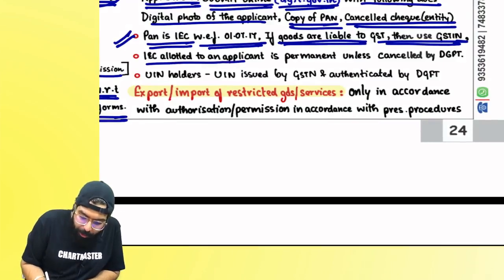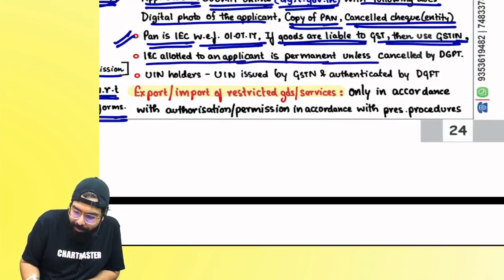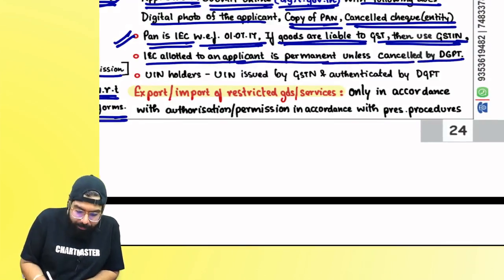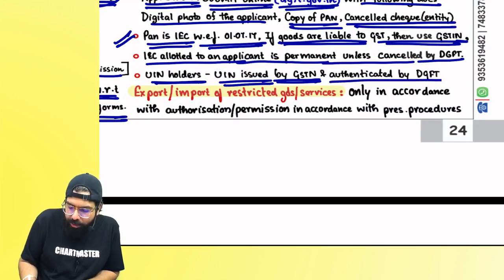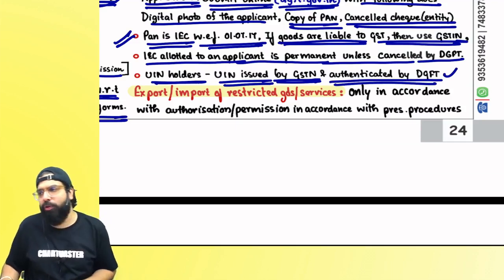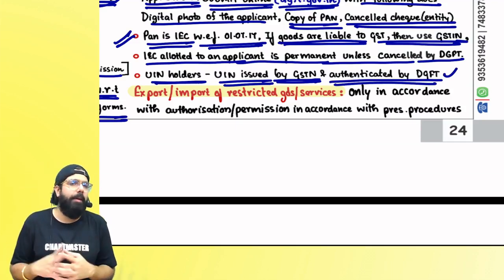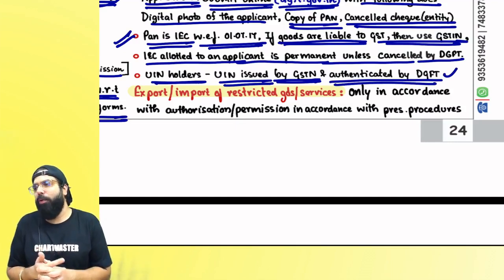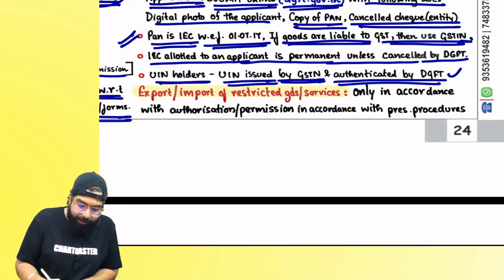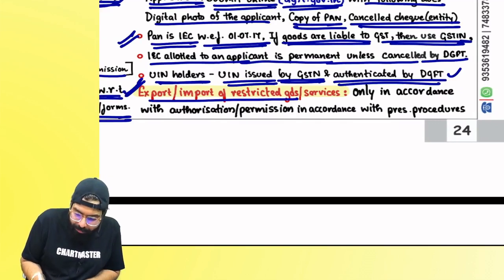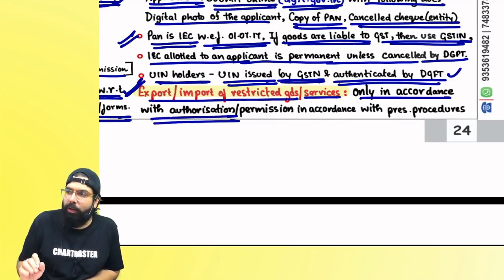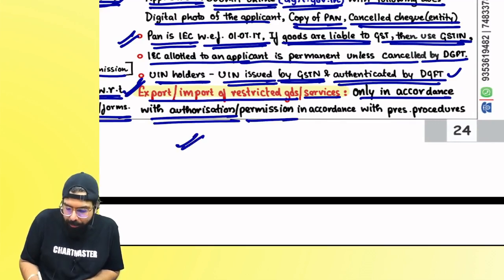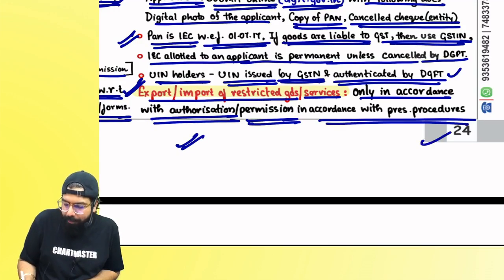Then, sir, the import-export code allocated to an applicant is permanent unless cancelled. Sir, UIN holder, UIN issued by GSTN and authenticated by the DGFT also has to be used. Basically, when they are importing, exporting, they can use their UIN number, unique identification number. Then, sir, export or import of restricted goods only in accordance with authorization. Either you have to take authorization from DGFT or permission in accordance with the prescribed procedure.